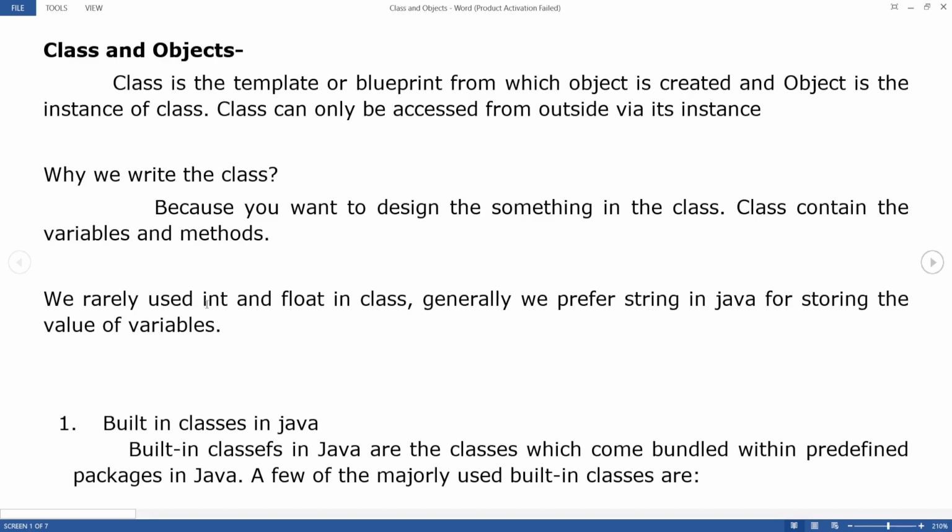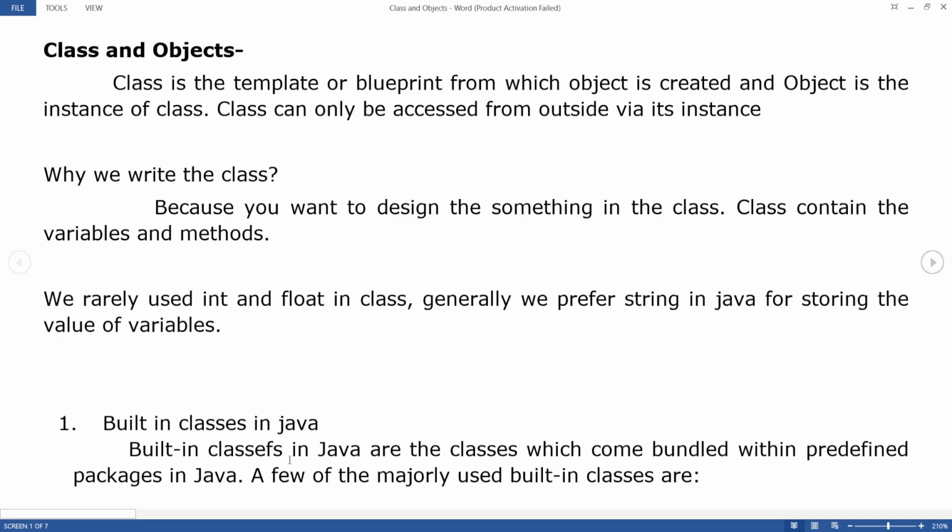So we rarely use int, float, double, boolean, this type of values in classes. Generally we prefer String in Java for storing the values in the variables. Why am I saying we generally prefer String? Because in the industry we prefer String only instead of integer and float. Okay, so now there are built-in classes in Java.